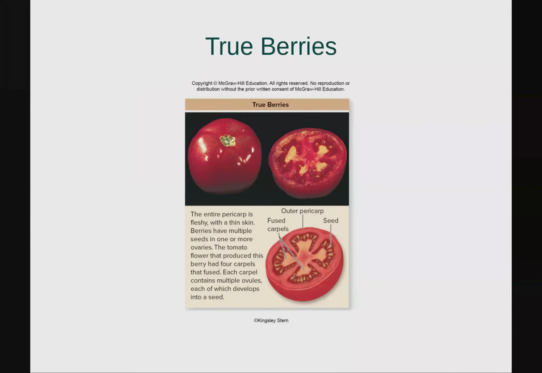Now, within our fruits, there are many distinct types of fruits that are produced. The first category is what we call the true berries. Now, in this case, the entire pericarp, as we can see here, has a very thin skin. It's fleshy. They have multiple seeds in one or more ovaries. For instance, the tomato plant has fused carpels that are then attached to the seed. So we typically don't think of tomatoes as being fruits, but biologically speaking, they are true berries, thus they are fruits, not vegetables.